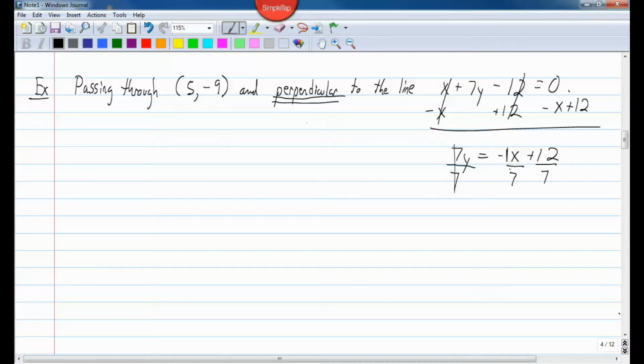So we need to take the opposite reciprocal. So the opposite means it would be a positive slope. The reciprocal of 1/7 is what? 7, right? Just flip it. So positive 7 is the slope of my new line. Opposite, reciprocal.